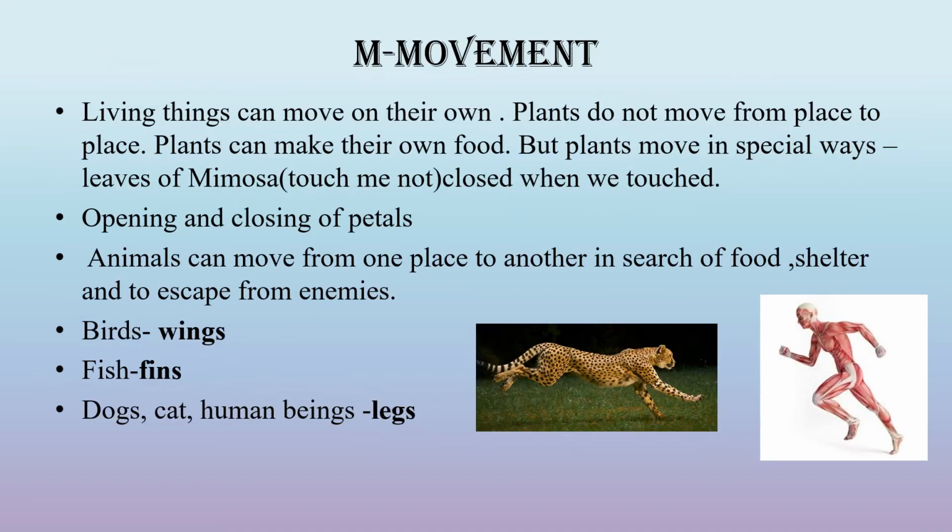First, we will start with M for movement. Living things can move on their own. Plants do not move from place to place. Plants can make their own food, and they are fixed with the help of a root. But some plants, like mimosa, close when we touch them, and there is movement of petals. That is also an example of plant movement. But animals move from one place to another in search of food, or shelter to protect themselves from enemies. Animals like dogs and cats move with legs, fish move with fins, and birds move with wings.